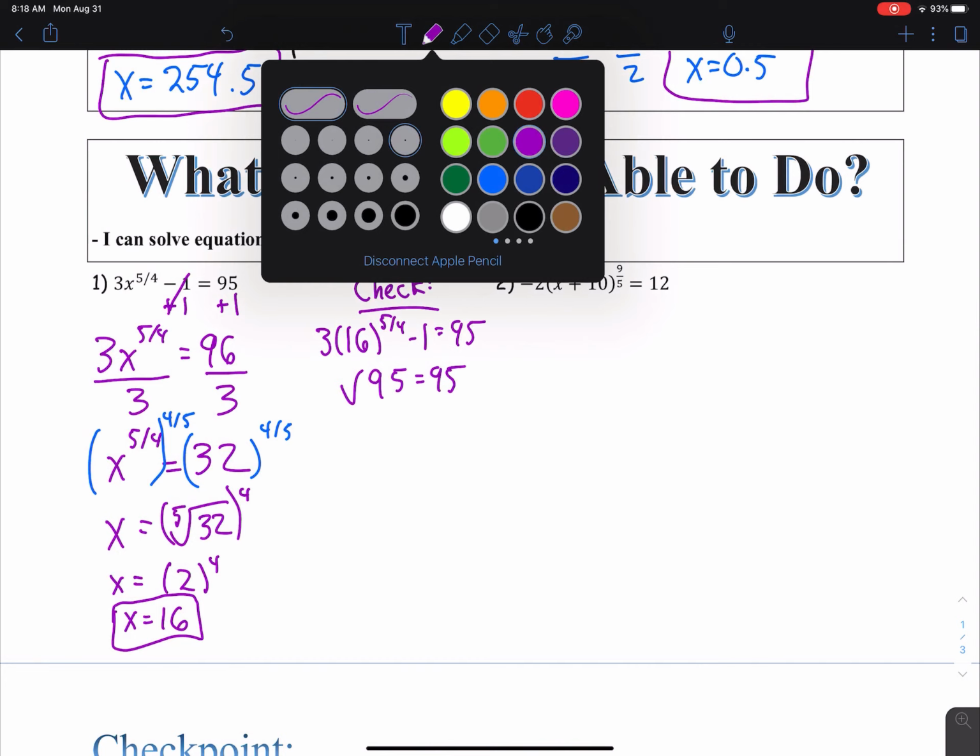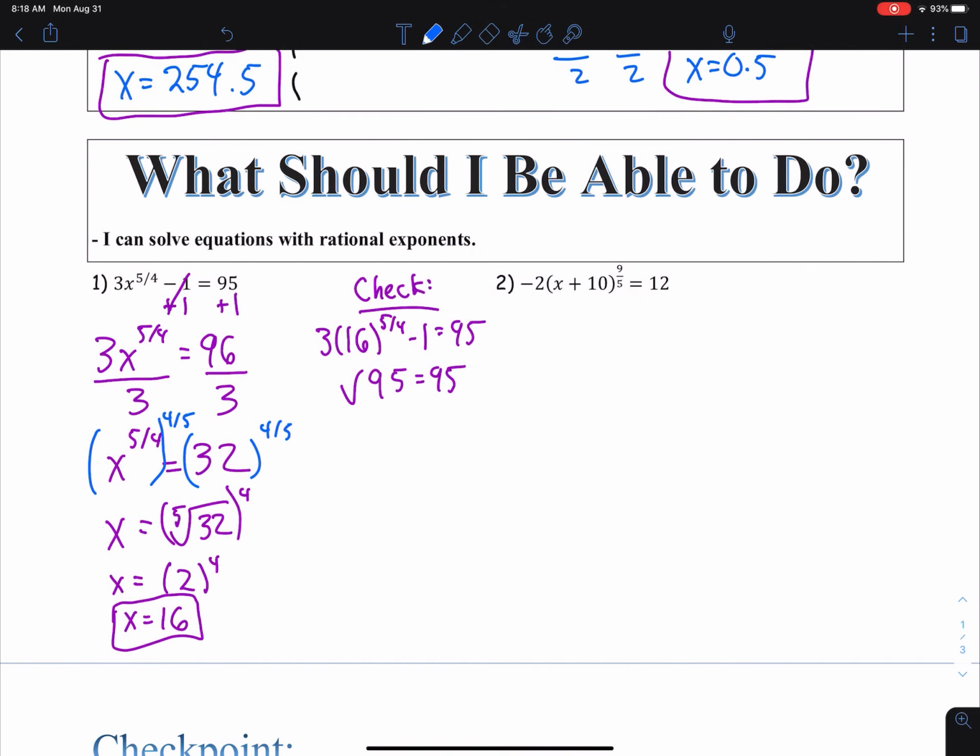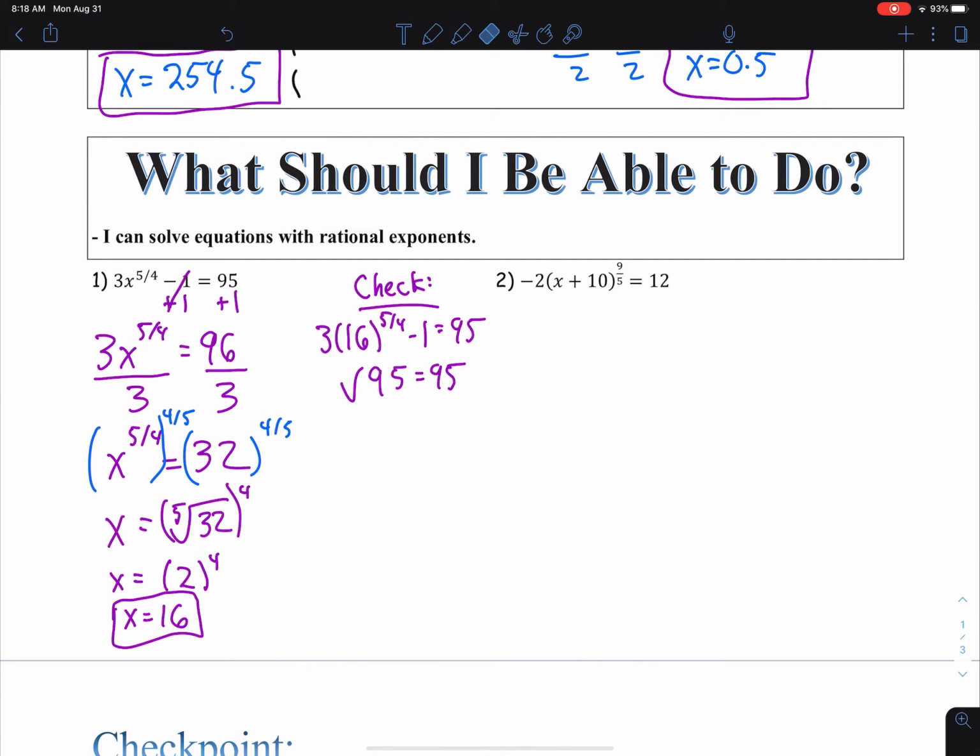And number 2, we want to get x alone still. Everything's not getting raised to that 9 over 5 power. That negative 2 on the outside is not, so we want to get that out first. So I'm going to divide both sides by negative 2. And I would get x plus 10 to 9 over 5 is alone on the left equals negative 6.